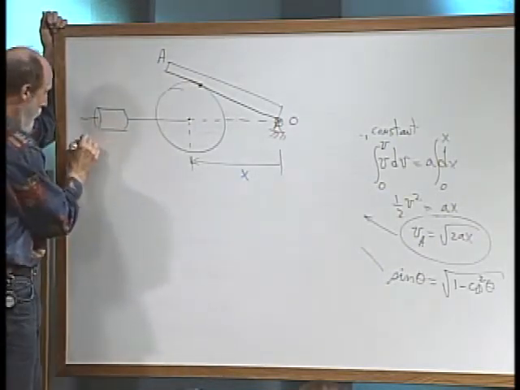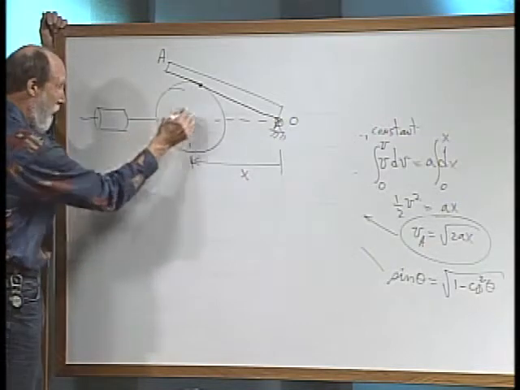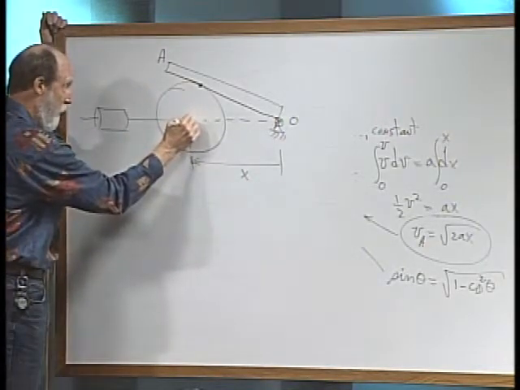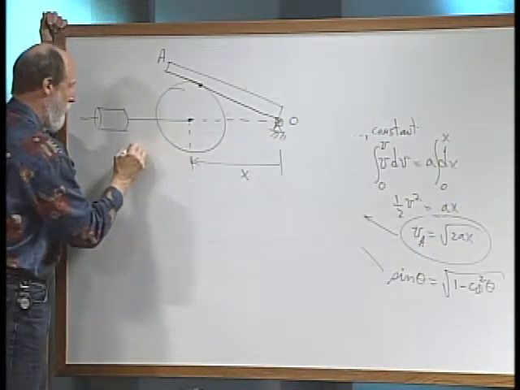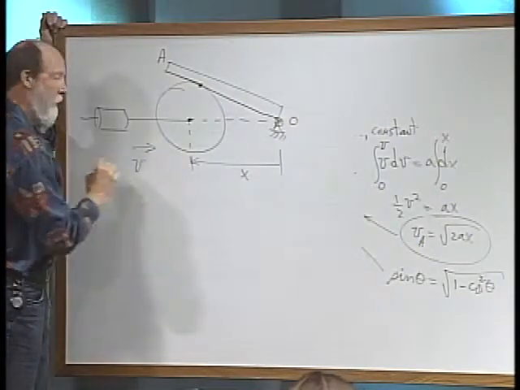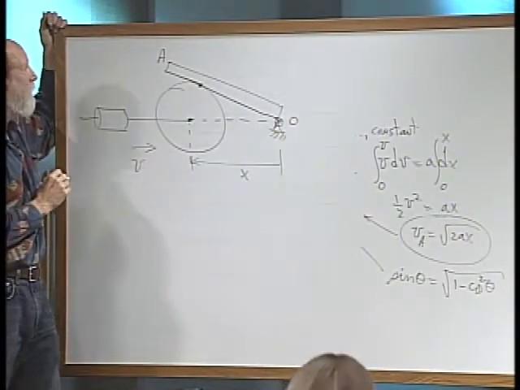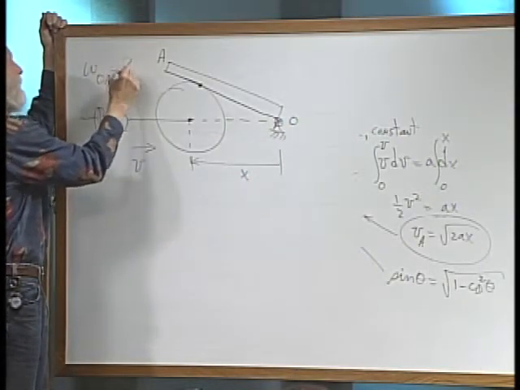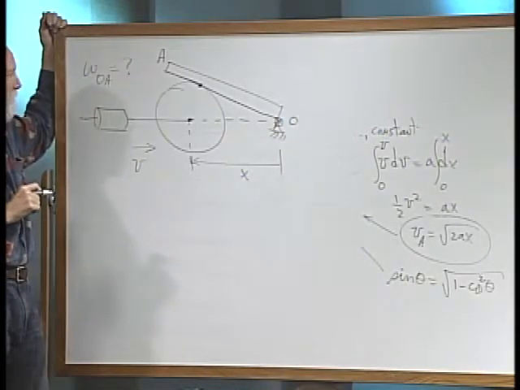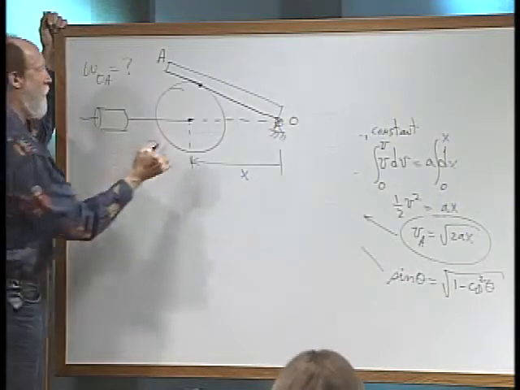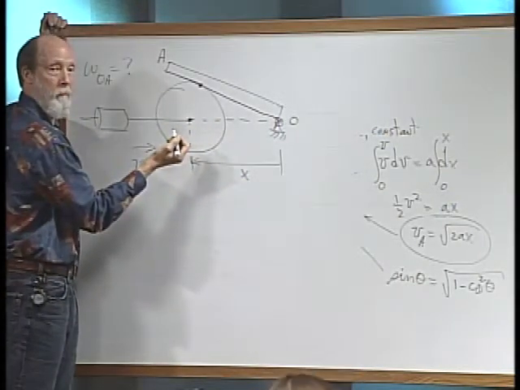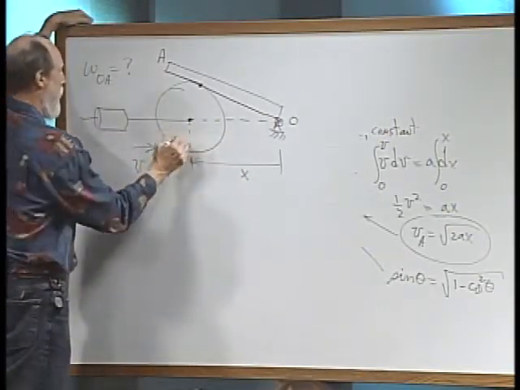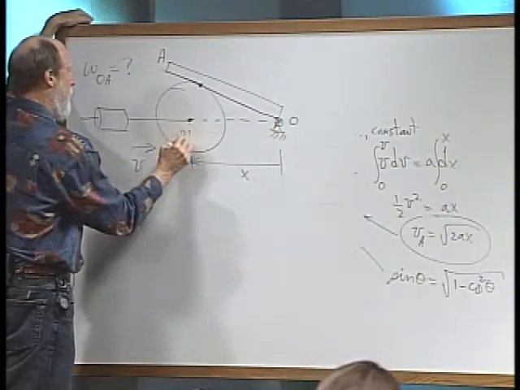And then they're giving the center of this wheel a velocity to the right called V. And we're looking for omega of OA. They also gave us the radius of the wheel, which happens to be R.